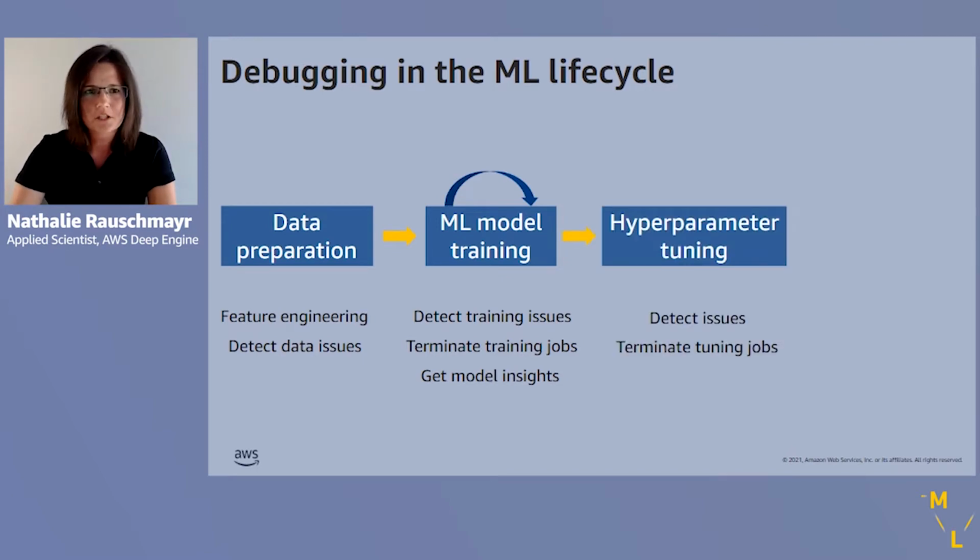Once we have a decent machine learning model, the next step in the pipeline is hyperparameter tuning. During that step, we try to find the best combination of hyperparameters that yields the best model accuracy. It may happen that we end up with a combination of hyperparameters that leads to a model training that does not converge. Again, we want to be able to automatically detect these issues and terminate training jobs ahead of time.